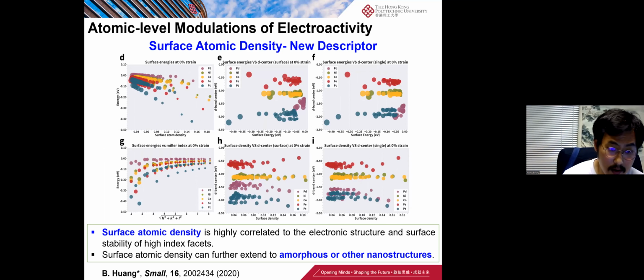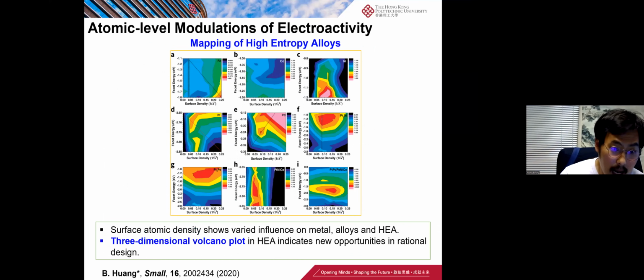With the new parameter, both homogeneous and heterogeneous catalysts in any morphologies can be quantitatively modulated. And this work has been perfectly done by my students Wu Tong and Mingzi. And for the high entropy alloys, the surface atomic density shows varied influence on metal alloys and high entropy alloys. It is noted that many alloy mappings show 3D volcano trends. This indicates potential opportunities for rational design and modulation of novel electrocatalysts.